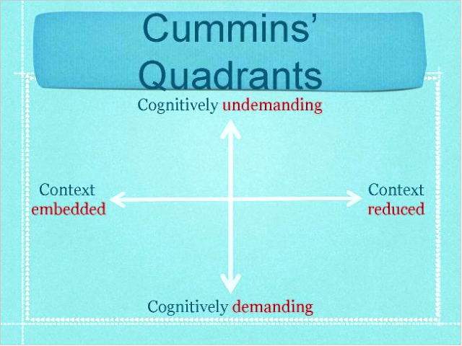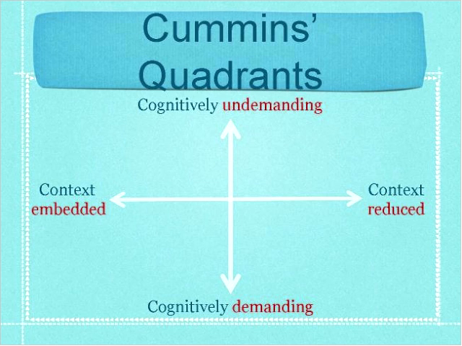And in the bottom right-hand corner of the quadrant, we have context reduced and cognitively demanding, and so a little example there might be a reading text which doesn't have any accompanying illustrations, for example, and where children are reading about scientific concepts. So Cummins is a model, it's a theory, it's not actually how things are, and I think this is very important to stress.